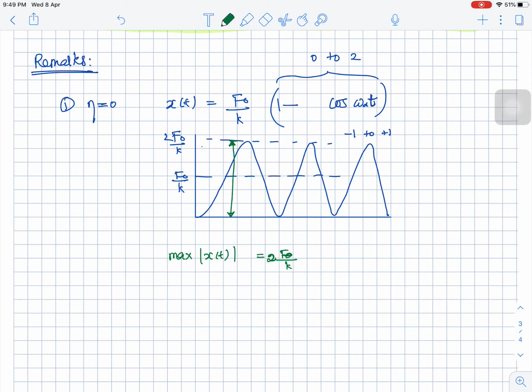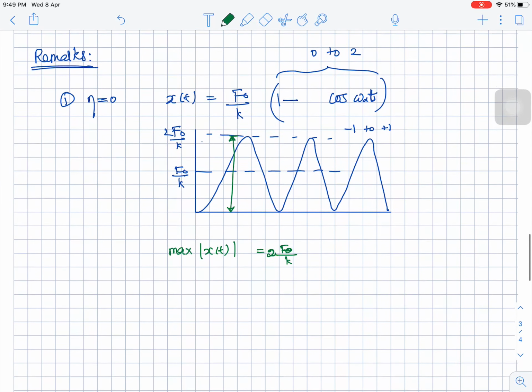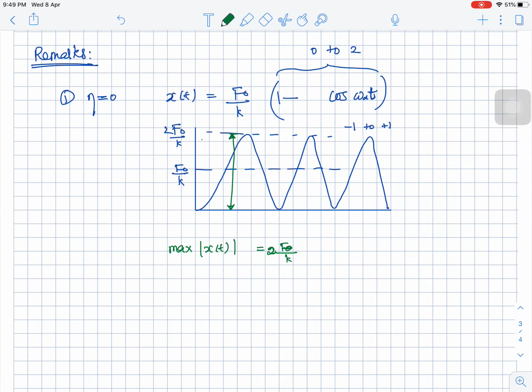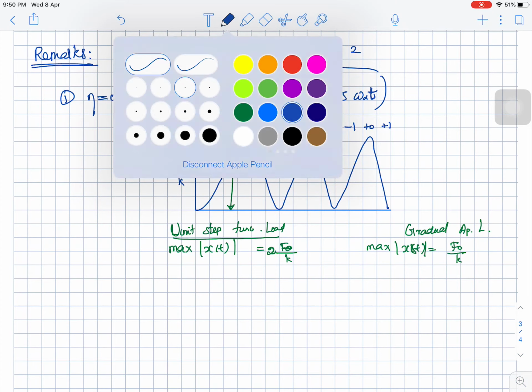So this is when there is a gradually applied force, and this is suddenly applied unit force. The difference is in gradually applied load, x of t will be f naught by k only. So this is gradually applied load. This is suddenly applied, with unit step function load. So for this the maximum of x of t is 2 f naught by k. So this is the one important result.